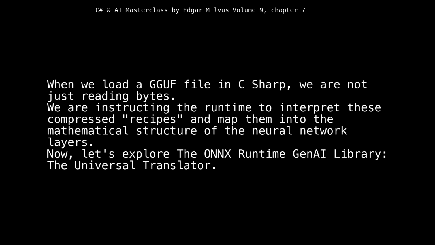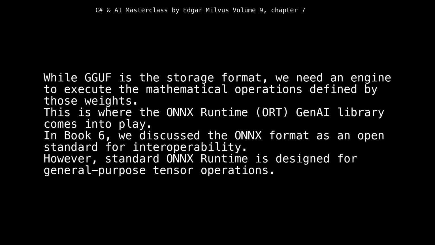When we load a GGUF file in C#, we are not just reading bytes. We are instructing the runtime to interpret these compressed recipes and map them into the mathematical structure of the neural network layers. Now, let's explore the ONNX Runtime GenAI library, the universal translator. While GGUF is the storage format, we need an engine to execute the mathematical operations defined by those weights. This is where the ONNX Runtime GenAI library comes into play.